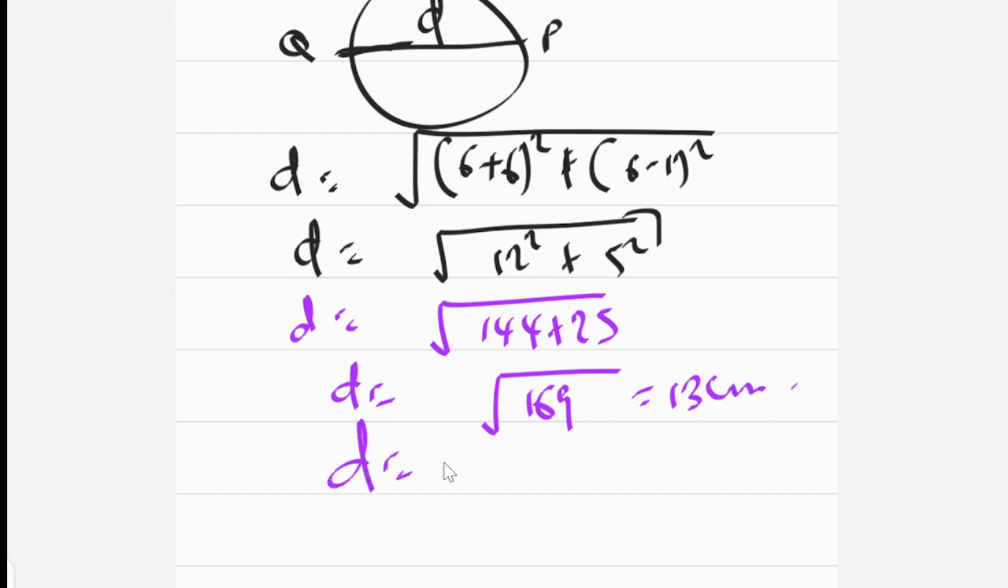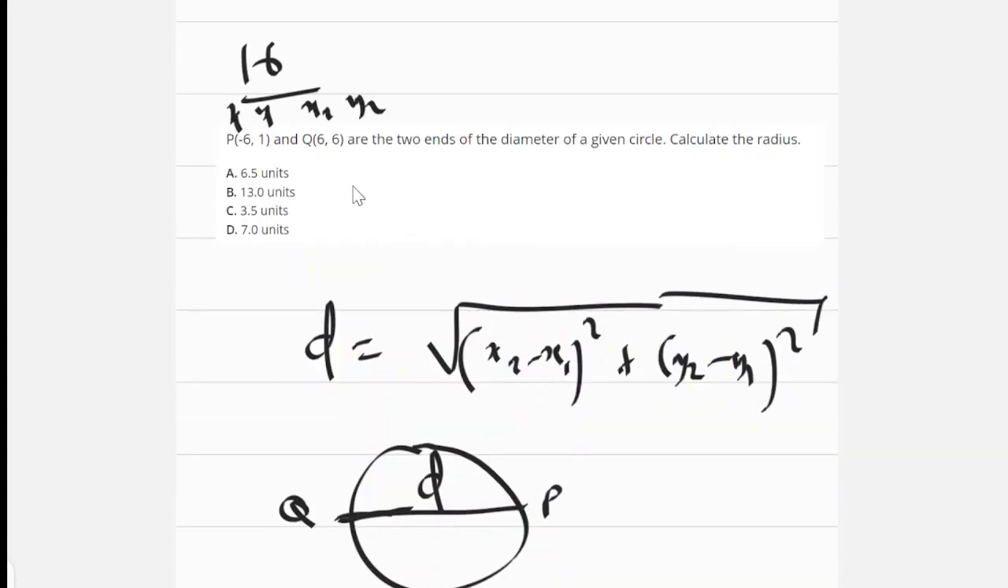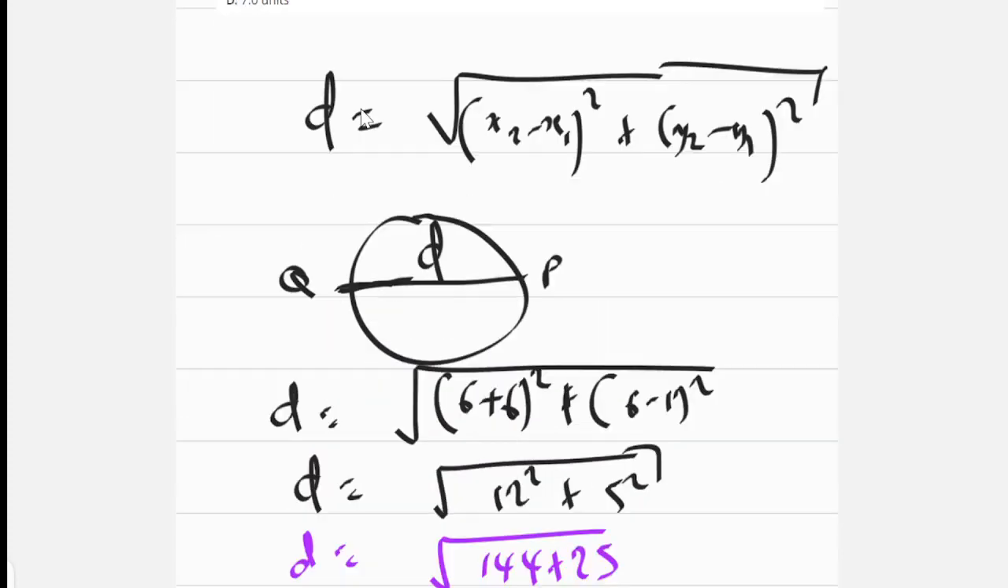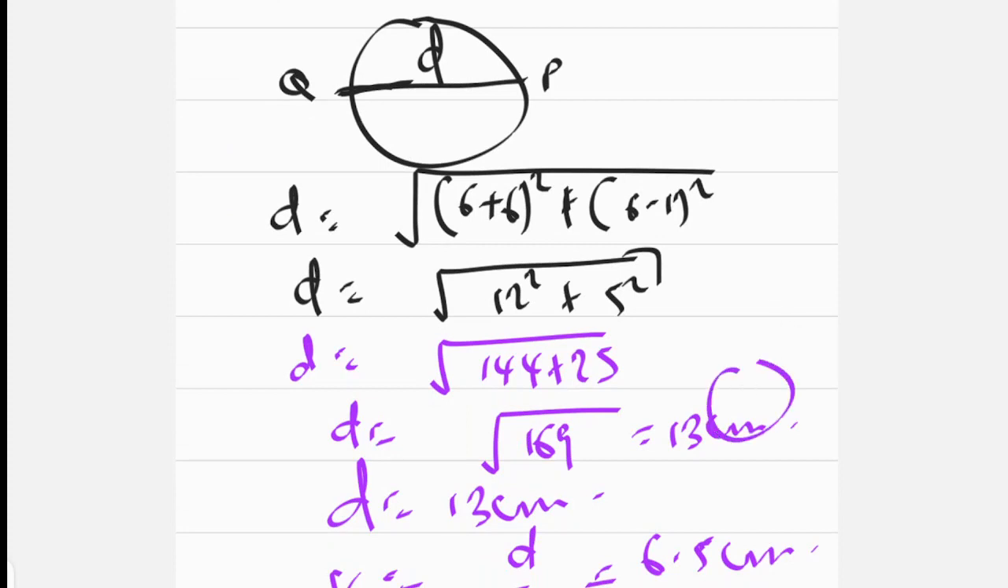If your diameter is equal to 13 centimeter, recall that your radius is half of the diameter. That will give me 6.5 centimeter. Let's see, is it part of the result? Oh, but they don't give us centimeter. We were not given the unit, so that will be 6.5. Okay, let's proceed. Question 17.